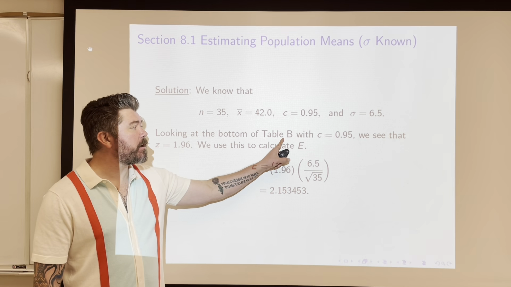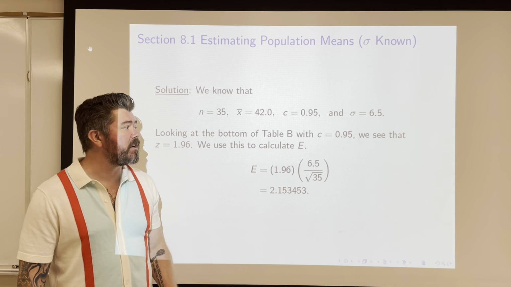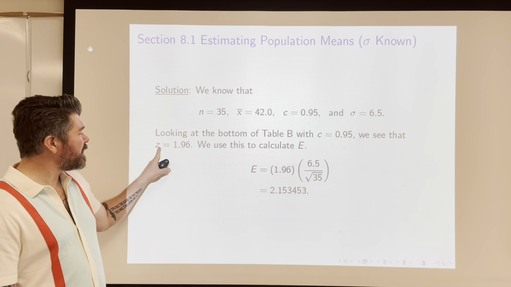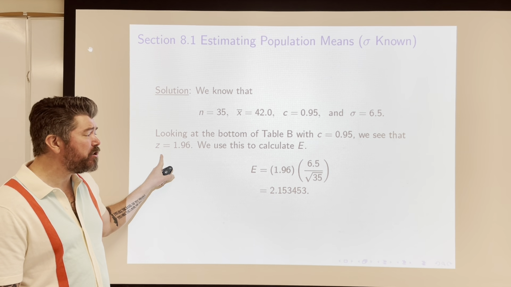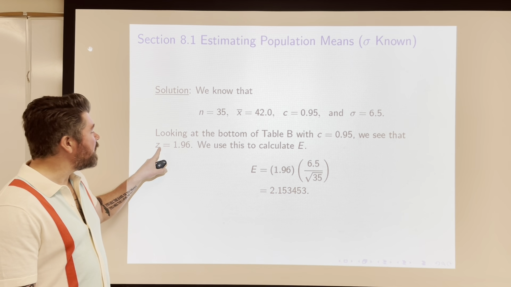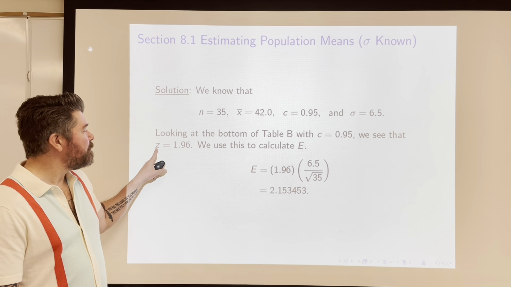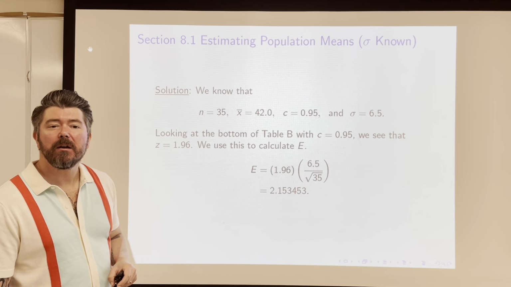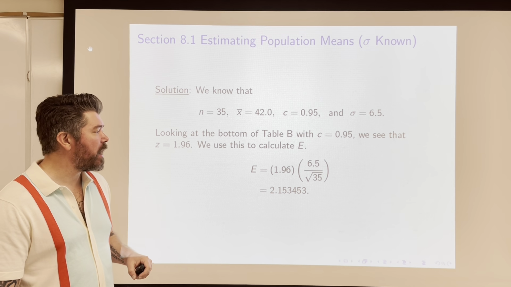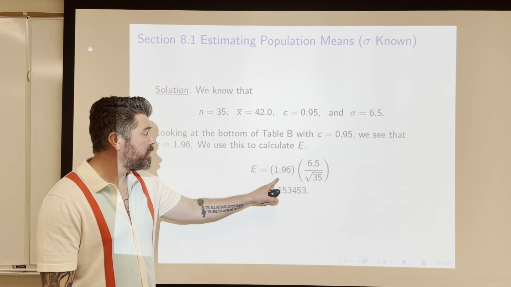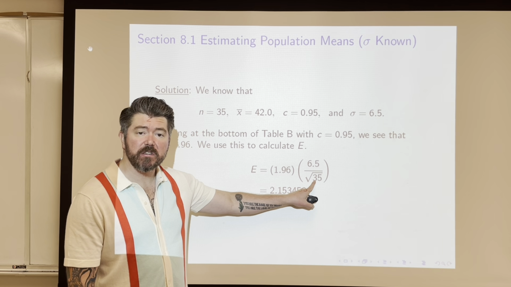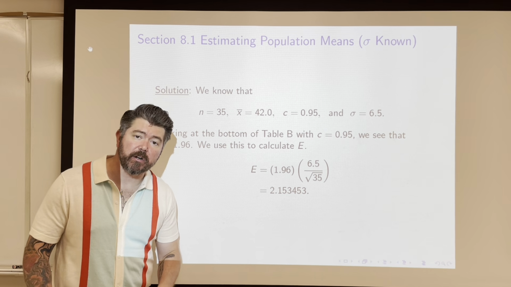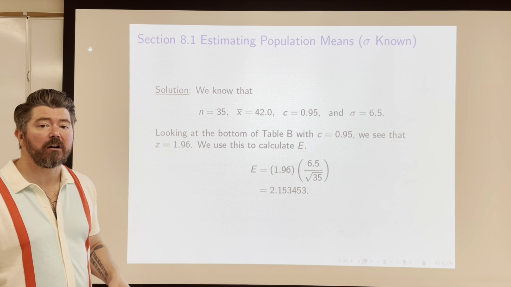Now looking at the bottom of table B with 95% confidence, we see that Z is 1.96. Now, again, this is really our Z alpha over 2, but I'm going to ignore that silly notation because it's just a Z value, right? So I'm just going to call it Z. So my Z, my boundary value, is 1.96. So plugging this into our formula, Z times sigma over the square root of n, we get 2.15343. Okay, so this is our error.